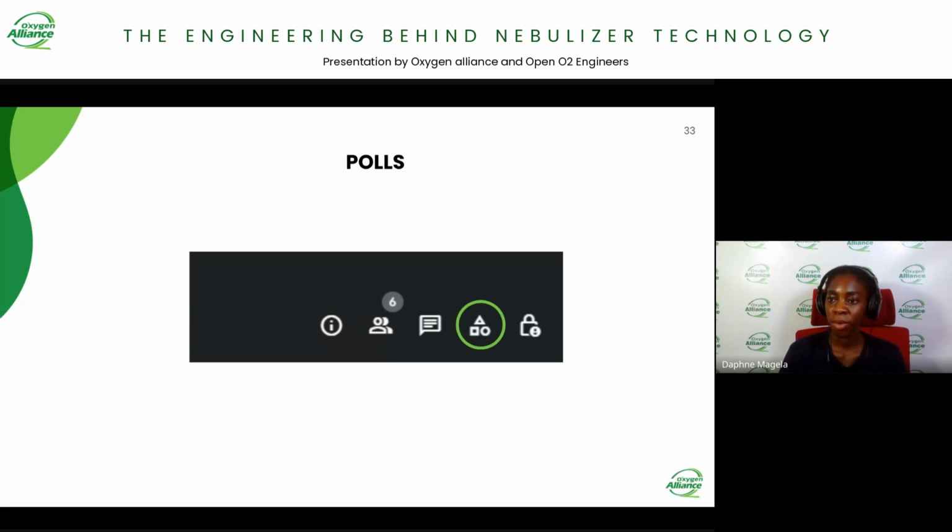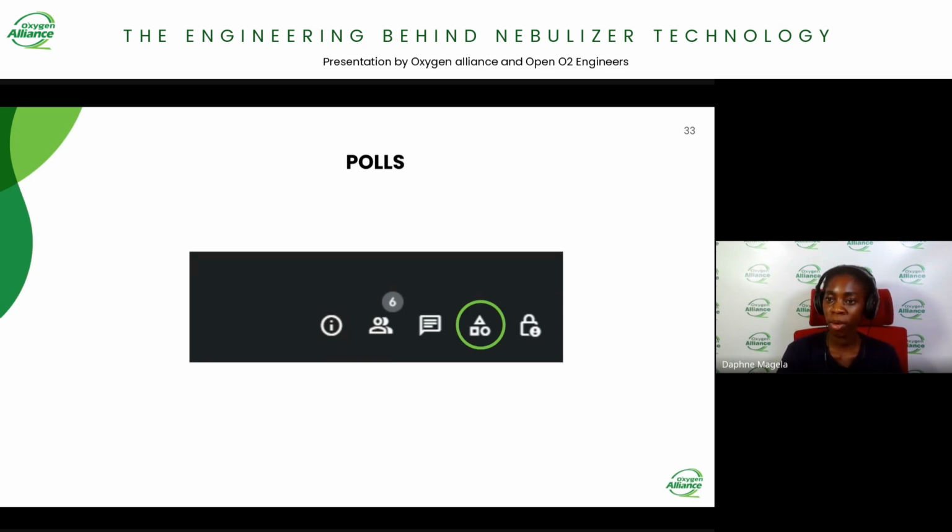There's also another poll that has just gone live, and it says, jet nebulizers are associated with noise. False, true, maybe. And we have another one that reads, which component of the ultrasonic nebulizer is responsible for converting electrical energy into mechanical vibrations? Control board, piezoelectric transducer, fan, or air filter?